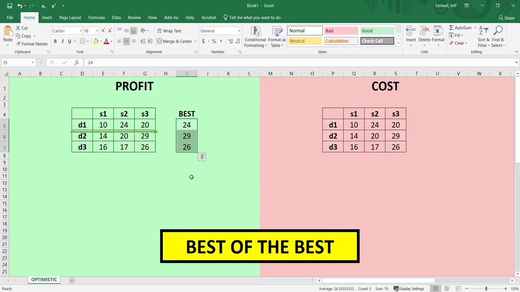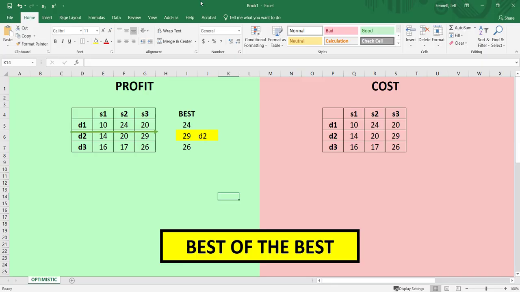And as we said, we think of this as the best of the best. So what is the best here? In this case, we would say that we would choose D2 as it has the highest profit. This would be our choice under the optimistic approach in a profit example.